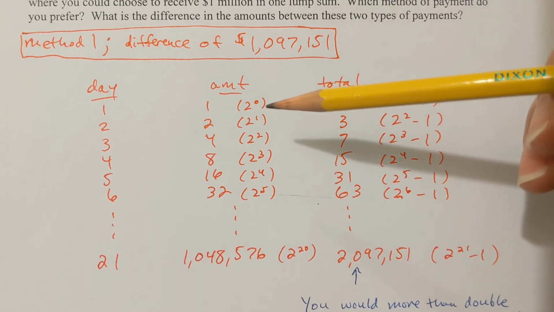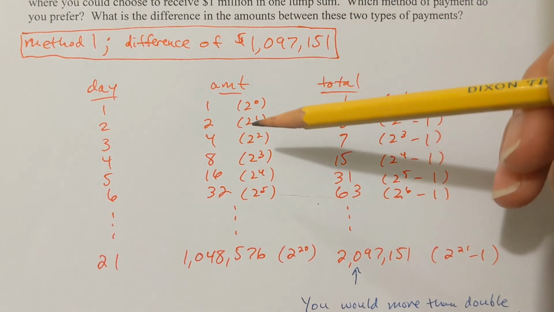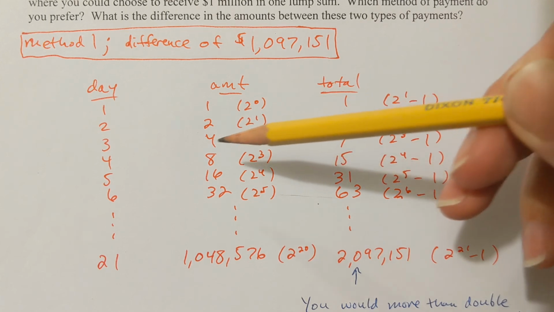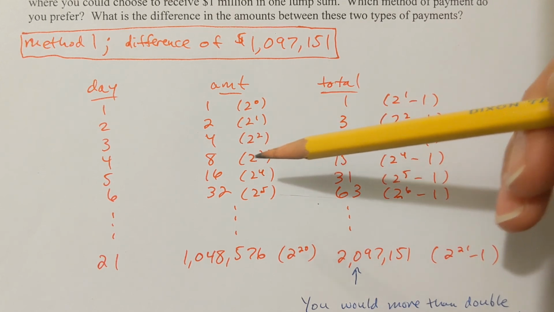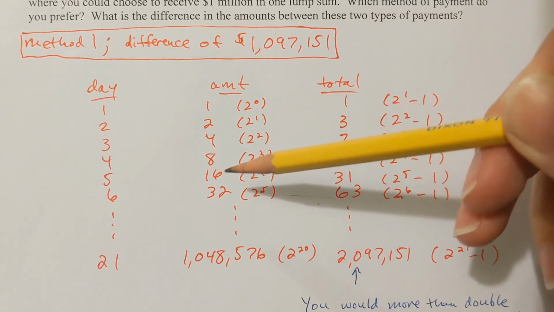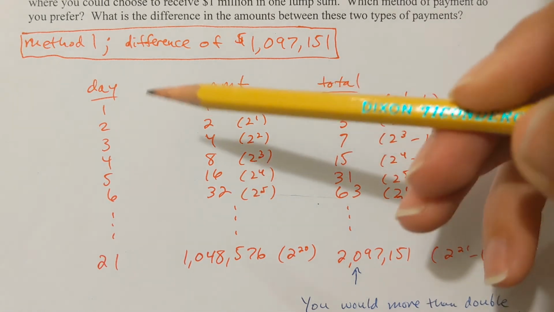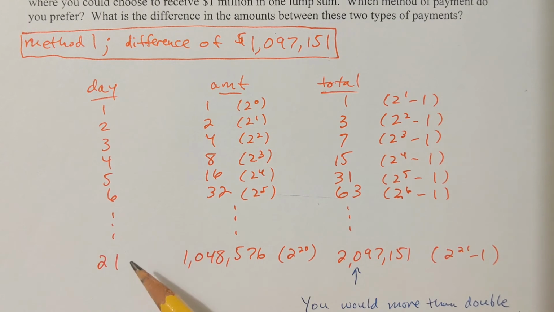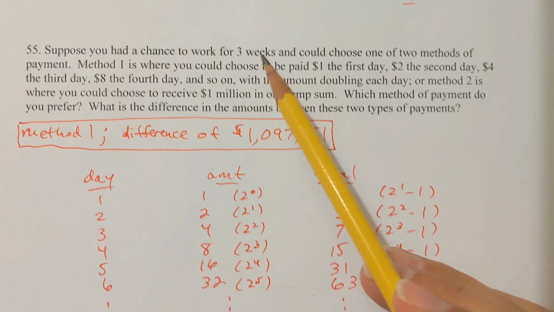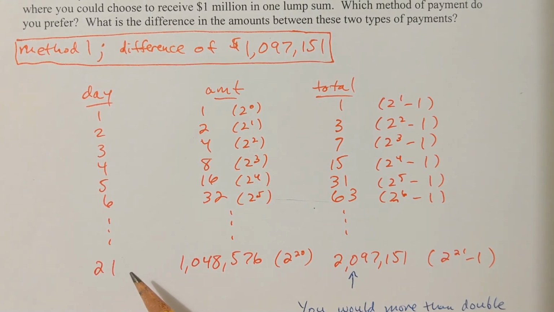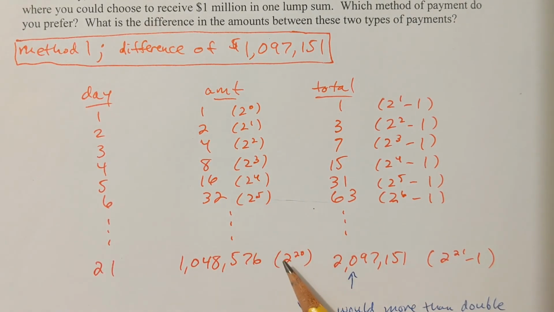Okay, so anything to the 0 power gives me 1. 2 to the first is 2. 2 squared gives me 4. 2 to the third gives me 8. 2 to the fourth is 16. 2 to the fifth is 32. Okay, and I'm going to keep going here. So on day 21, I'm only working 3 weeks at this job here. So on day 21, I would have 2 to the 20th power.